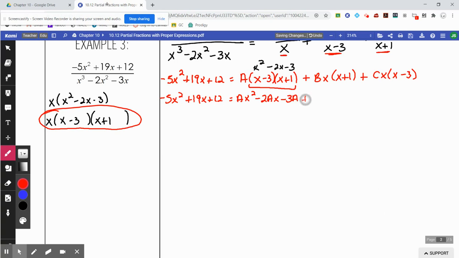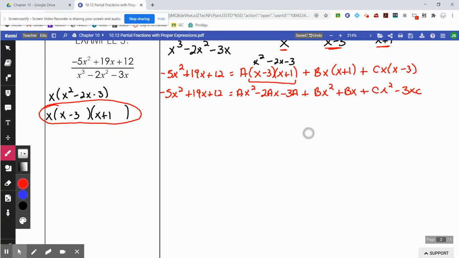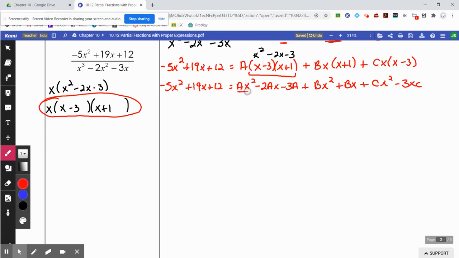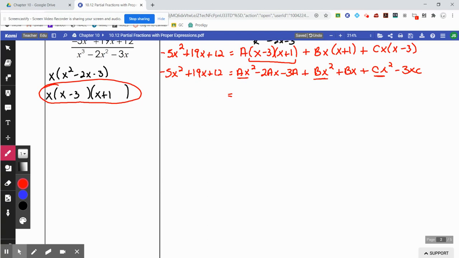When you distribute your bx here, you have bx squared plus bx. And when you distribute your cx, you now have cx squared minus 3xc. Let's combine or put together all of our x squared stuff. And we find out that we have, let's factor it out as we put it together, x squared times a plus b plus c. Let's put our x stuff together, which is here, here, and here, and factor out the x as we do it.